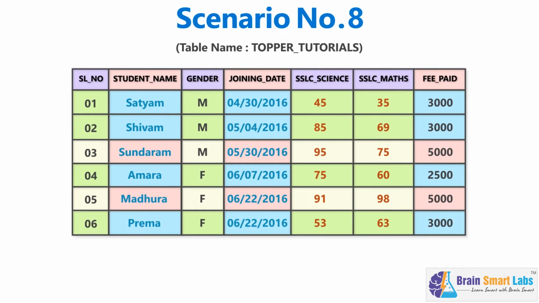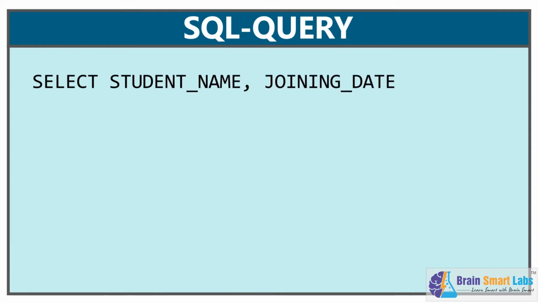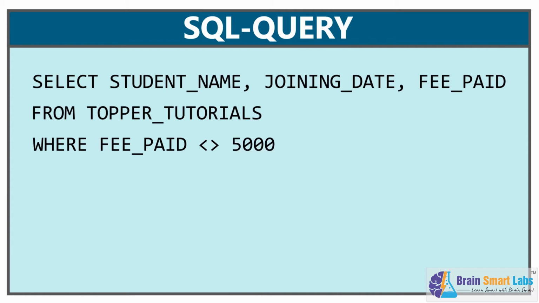Now looking at this table, we are now getting a clear idea on what should be the query and what will be the result. In the query section, start writing select student name, joining date, fee paid in the first line and press enter. In the next line, write from Topper Tutorials, which is a table of our choice, and again press enter. In the last line, type where fee paid not equal to symbol 5,000 and type a semicolon to end the query as seen over here.